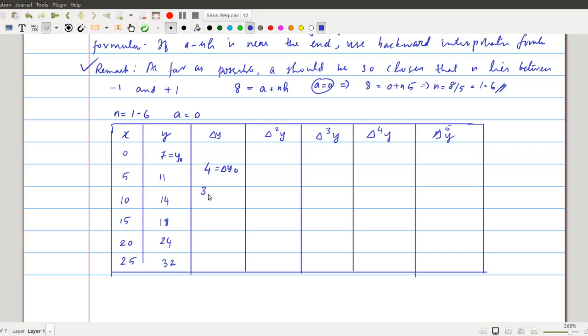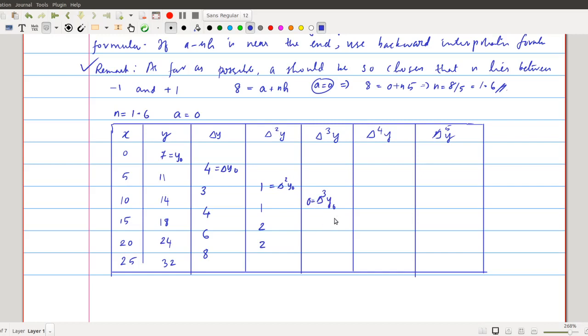So that will give 3, and here we have 18 minus 14, that is 4, 24 minus 18, that is 6, and 32 minus 24, that is 8. Now we will evaluate the difference, delta y1 minus delta y0, that will give delta square y0, that is 1. This is our delta square y0, and here we have 1 again, and here 2, and here we have 2. Now the difference between these two, delta square y1 minus delta square y0, will give delta cube y0, that is 0 here.